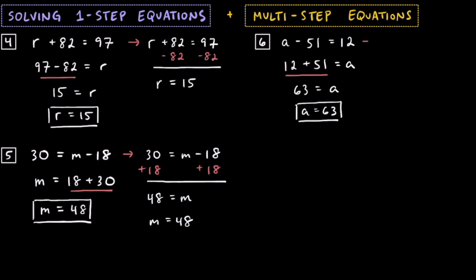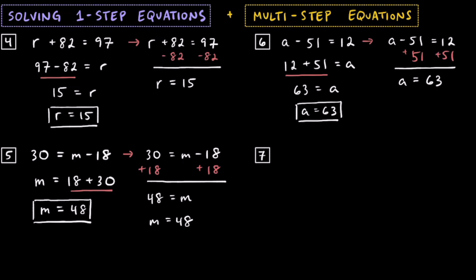And if we want to use the other method, we have this a minus 51 is equal to 12. And so if we want a alone, we can add 51 to the left side and add 51 to the right side. And if we do that, we're going to get a is equal to 63. So we get the same thing either way.